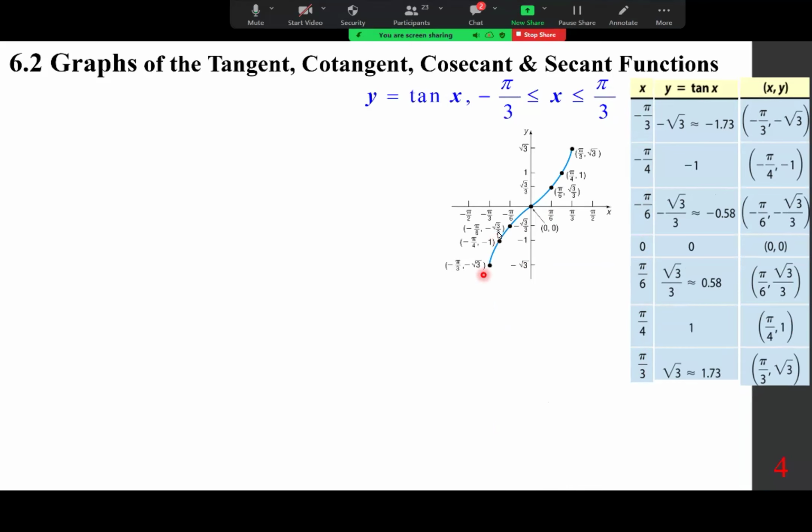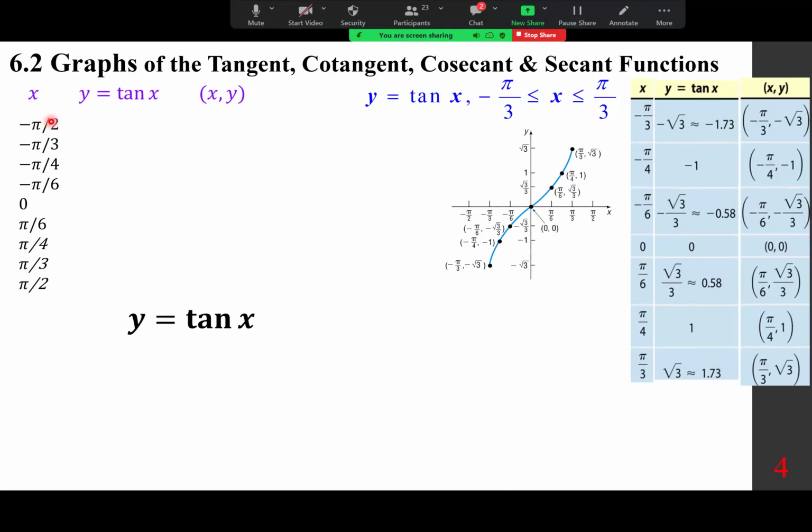So in essence, it's a portion of a tangent, and it looks like a sort of y equals x cubed, to give you an idea. So it will help you memorize how the graph looks. Let's expand that, and let's go from minus pi over 2 to pi over 2. Again, 0, pi over 6, pi over 4, pi over 3, just as here, we are going to repeat that.